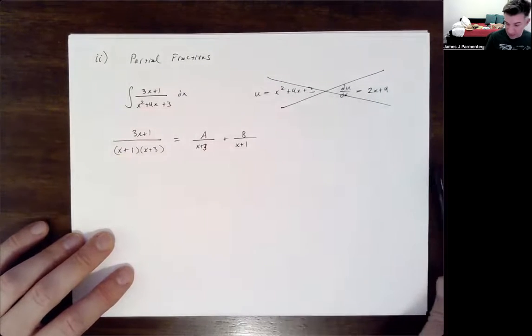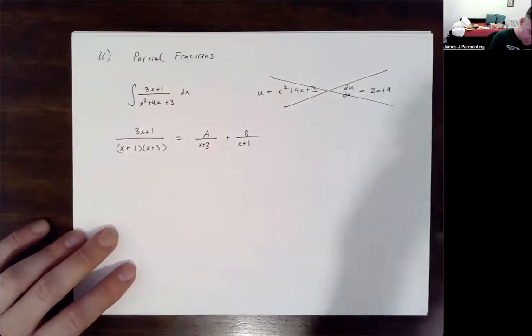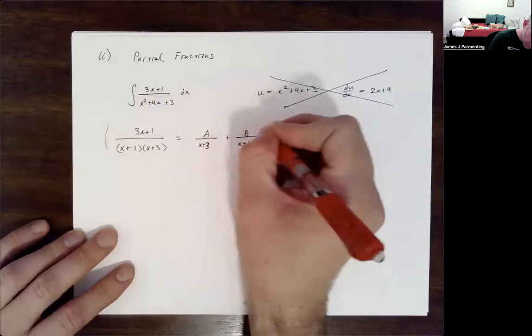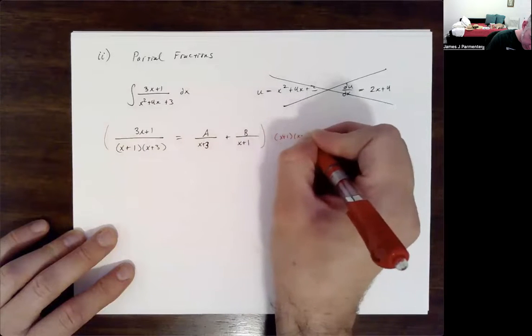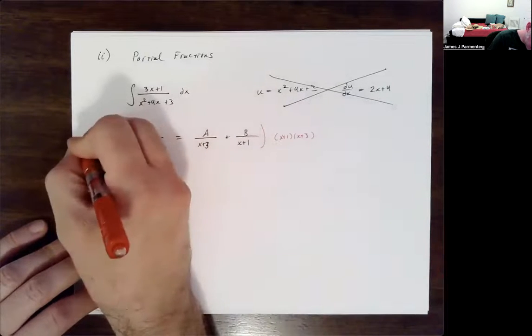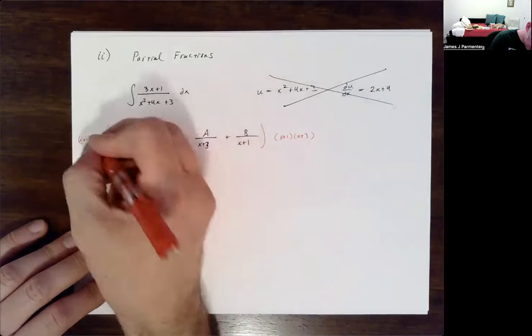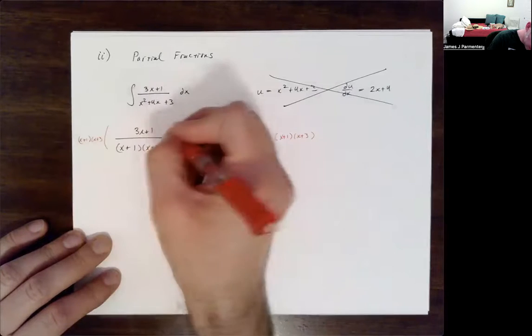And then we're going to multiply both sides by the common denominator. We're going to multiply the right-hand side by x plus 1 times x plus 3, and the left-hand side by x plus 1 times x plus 3. I guess I can do that.